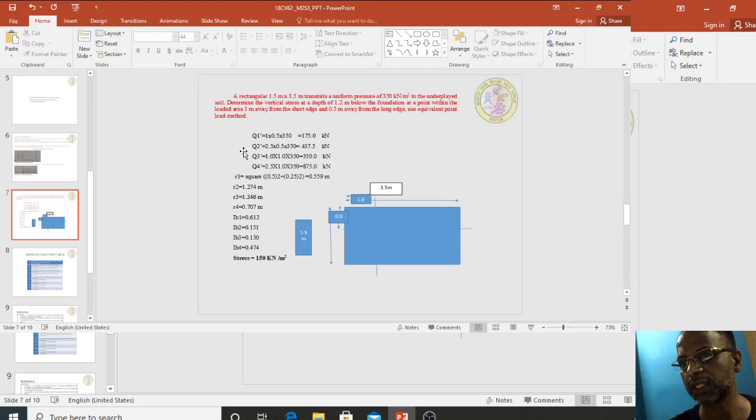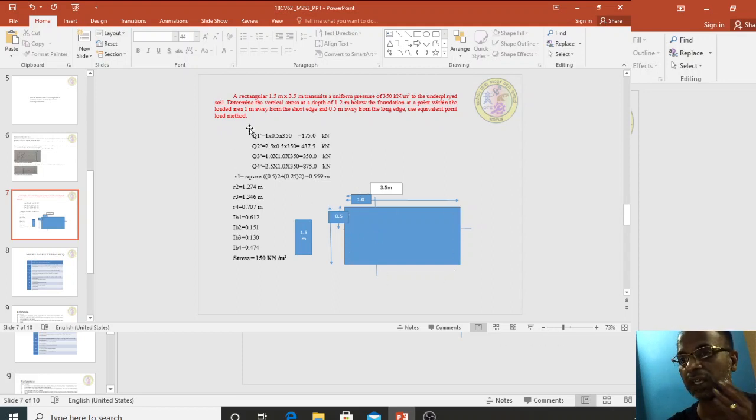Now let us consider a problem. A rectangle of 1.5 meter by 3.5 meter transmits a uniform pressure of 350 kilonewton per meter square to the underlying soil. Determine the vertical stress at a depth of 1.2 meter below the foundation at a point within the loaded area.